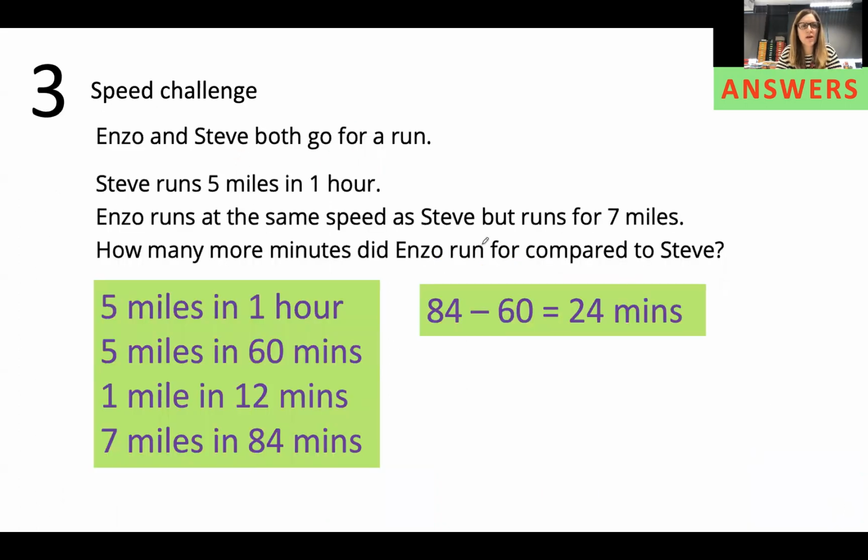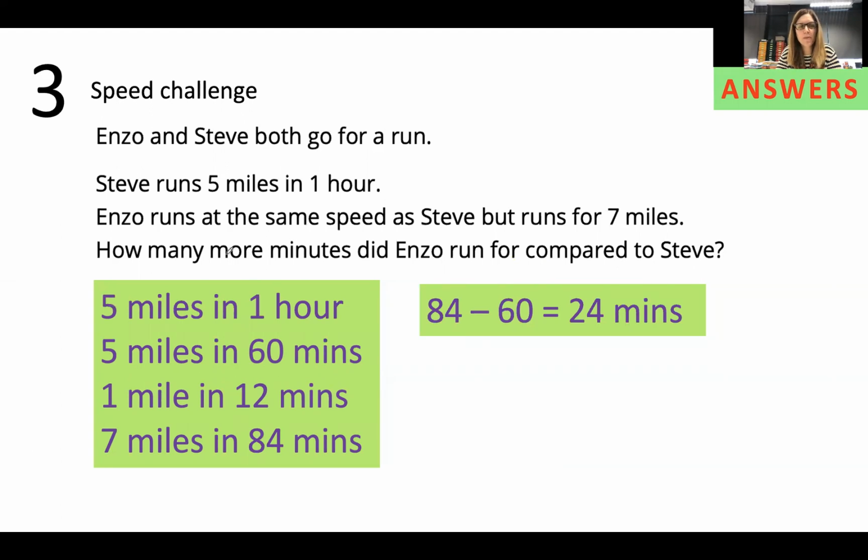Final question. Okay, so Steve runs 5 miles in 1 hour. That means he runs 5 miles in 60 minutes. If I divide both the 5 and the 60 by 5, that tells me that 1 mile takes 12 minutes. I can then multiply that 1 by 7, which tells me that 7 miles are going to take 12 multiplied by 7, 84 minutes. Let's read the question to make sure we've answered it.